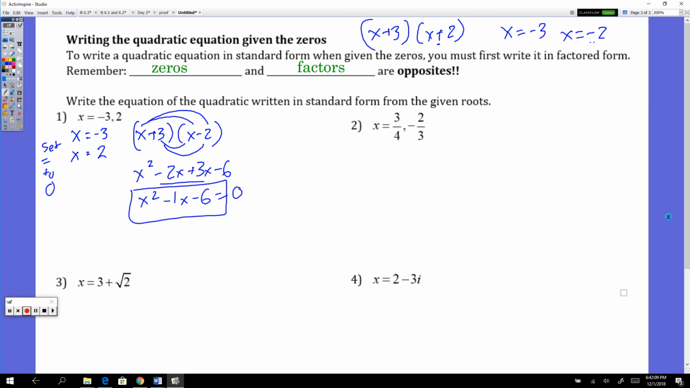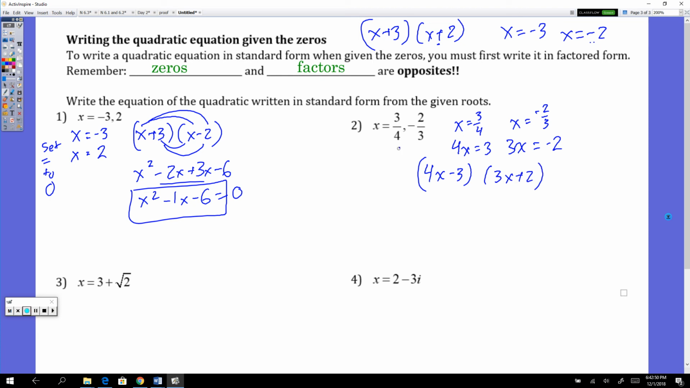Alright, so now we have one that's kind of weird with fractions, right? And so if you remember, when we have something where it equals a fraction, that means that we have to do a bottoms-up problem. So what I'm going to do is start by moving the denominators over. So this is now going to become 4x equals 3, and this is going to become 3x equals -2. Now, to set these equal to 0, that's going to give me the factors of 4x minus 3. This is going to give me the factor of 3x plus 2.